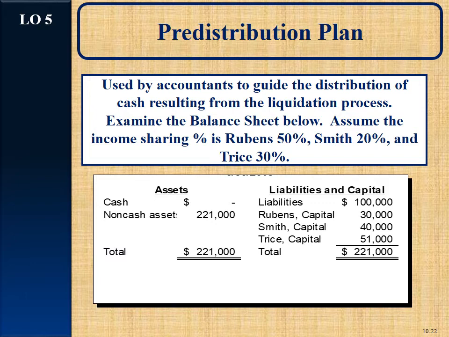So we're going to use an example here. We're going to use this balance sheet. It's not the one that's in the book. It's actually a different one, which is very interesting. So this is good. We have cash of 0, non-cash assets of 221, liabilities of 100,000, and these are our capital balances here. We're going to make a pre-distribution plan.